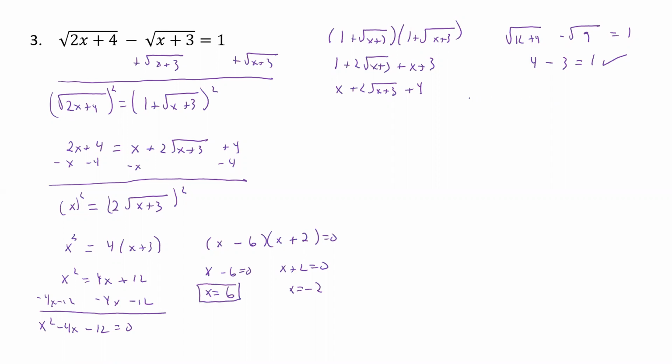So here we'll have the square root of negative 2 times that's going to be a negative 4 plus 4 minus the square root of negative 2 plus 3, and that equals 1. And so we have 0 minus, now this is going to be a square root of 1, and so negative 1 equals 1. No, so that one doesn't work.